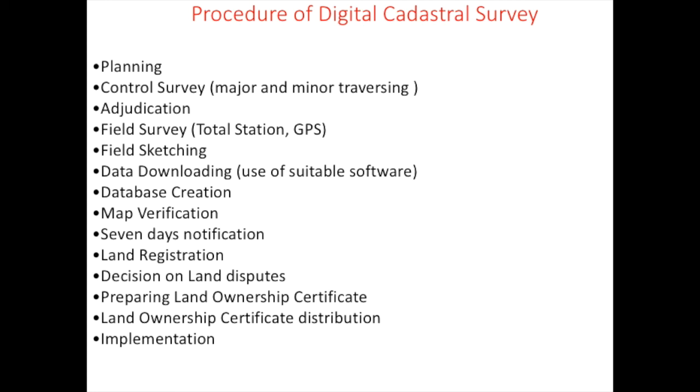Planning, control survey, major or minor traversing, adjudication, whose land is this or that, field survey with total station or GPS, field sketching, data plotting using suitable software, database creation, map verification, and 7-day notification for land registration. If someone has been left out, then he or she can apply for that. Then the decision on land disputes. If they have a dispute, they can go to court within a 35 day period. Then preparing the ownership certificate, land ownership certificate distribution and implementation.